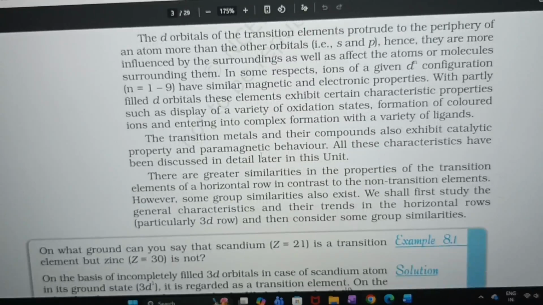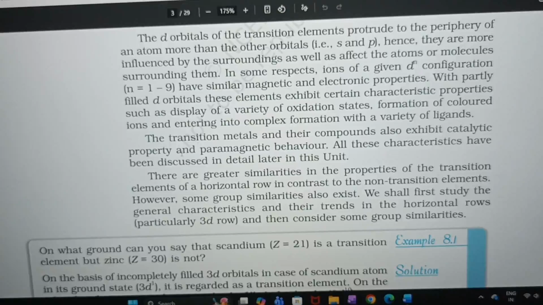Then transition metals can also exhibit catalytic property, meaning they can act as catalysts, which are used in a reaction to make the reaction faster. They won't participate in the reaction, they just reduce the time of it. And paramagnetic, when there are unpaired electrons, as you can see in the electronic configuration, they will get attracted to the magnetic field. So these properties also you can see in the transition elements.